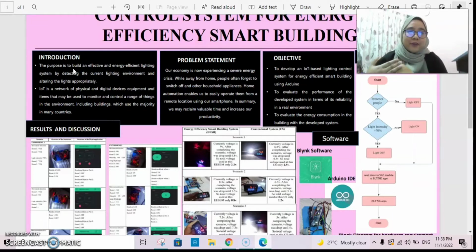Objectives for this project. First, to develop an IoT-based lighting control system for energy efficient smart building using Arduino. Second objective is to evaluate the performance of the developed system in terms of its reliability in a real environment. And the final objective is to evaluate the energy consumption in the building with the developed system.